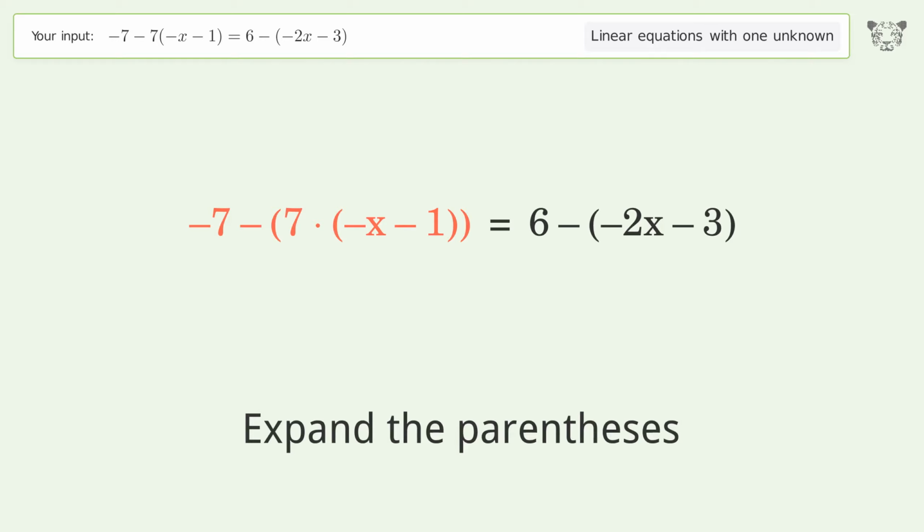You ask Tiger to solve this. This deals with linear equations with one unknown. The final result is x equals 9/5. Let's solve it step by step.